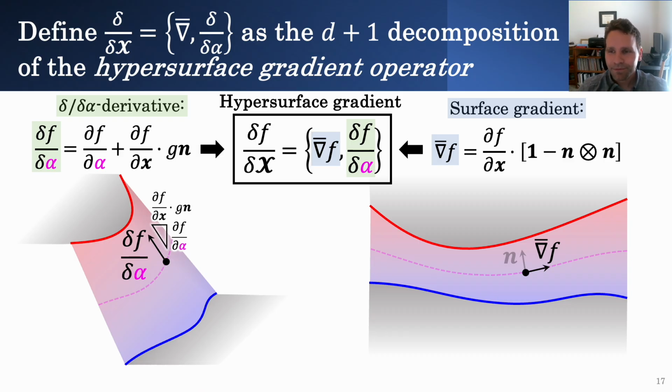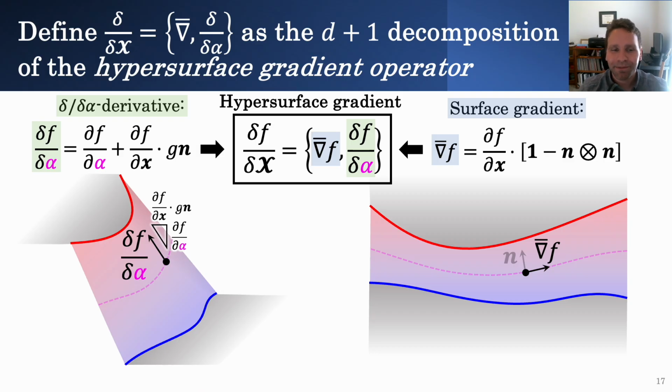So, given the surface gradient and this delta alpha derivative, both of which can be expressed in terms of the partial derivatives of some function f taken with respect to both the spatial coordinates x and alpha, I can come up with some combined differential operator, which I'll refer to henceforth as the hypersurface gradient operator, which is really nothing more than the composition of the surface gradient operator with this delta alpha derivative operator. It is effectively a d plus 1 dimensional operator, which can be used to define a few other quantities, as I'll show momentarily.